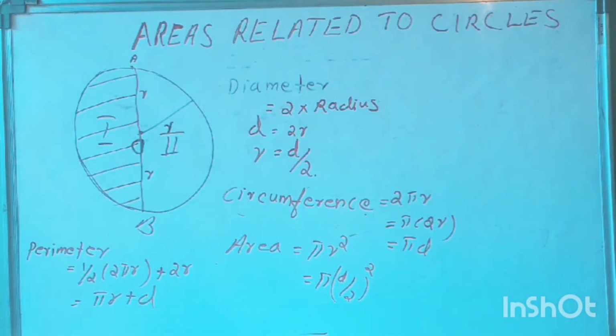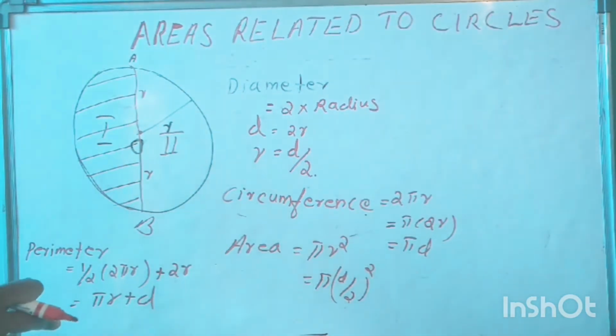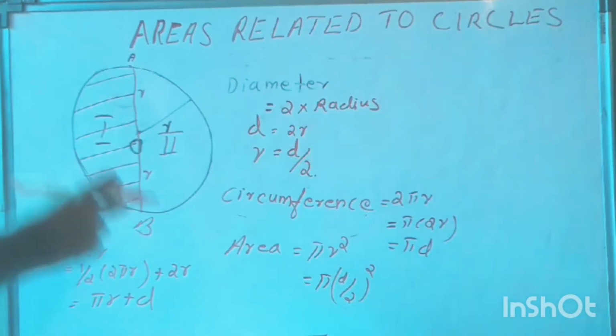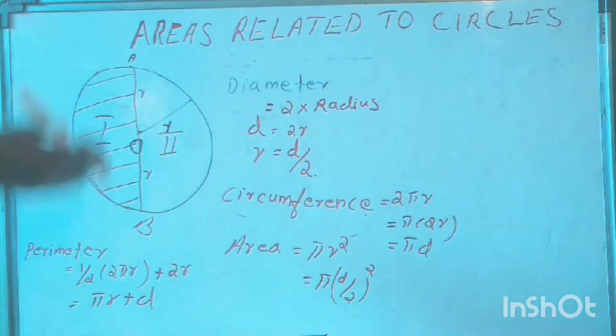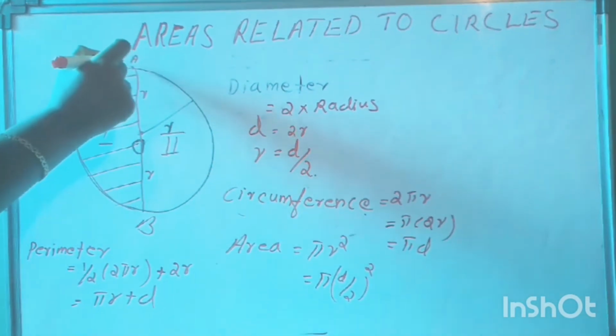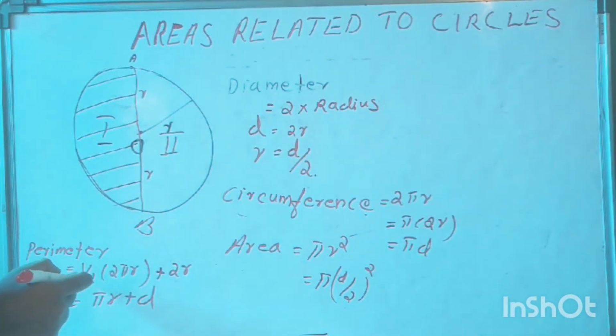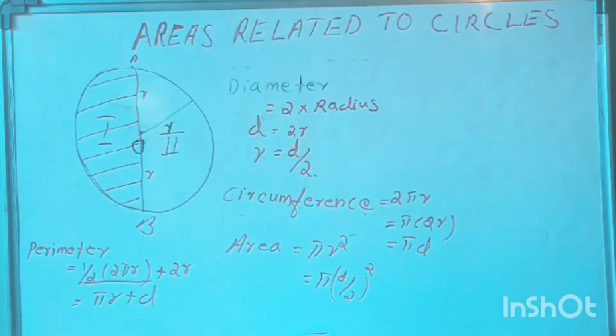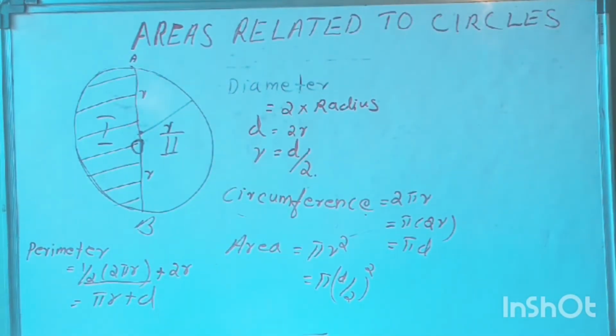So the perimeter of a semicircle, if that diameter is also included, is equal to pi r plus d, or half into 2 pi r plus 2r. Now suppose this AB is not included, and we need to find the perimeter of this black portion from A to B. That is half into 2 pi r. No need to include the term 2r if AB is not included.